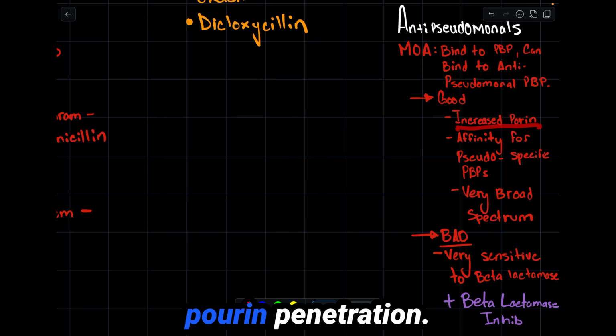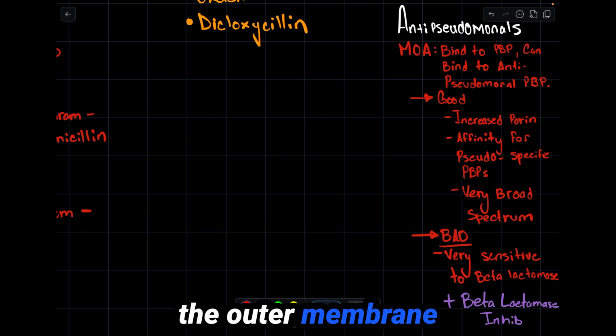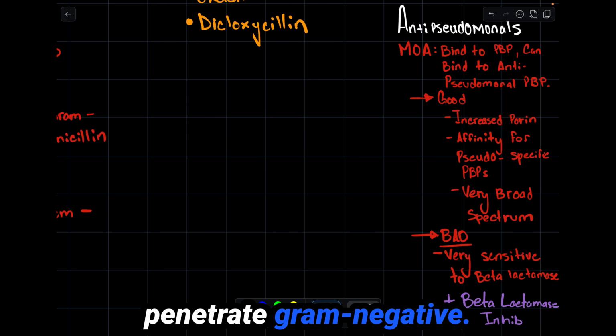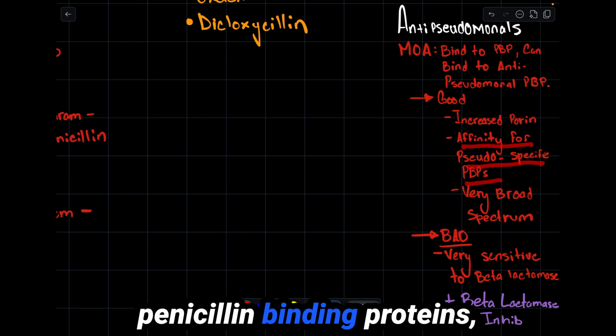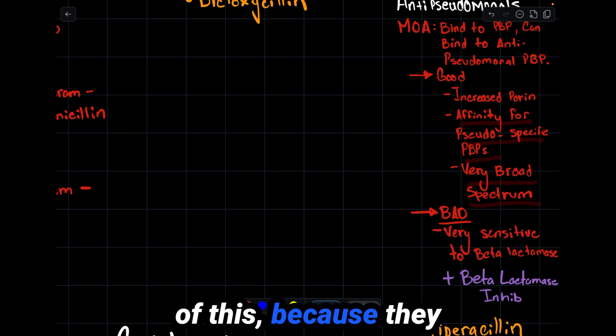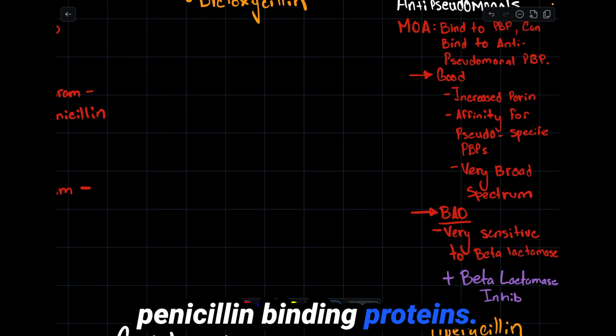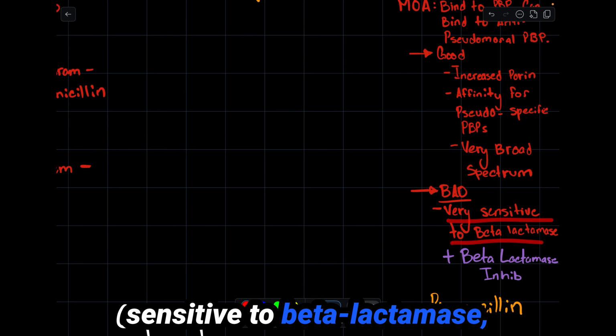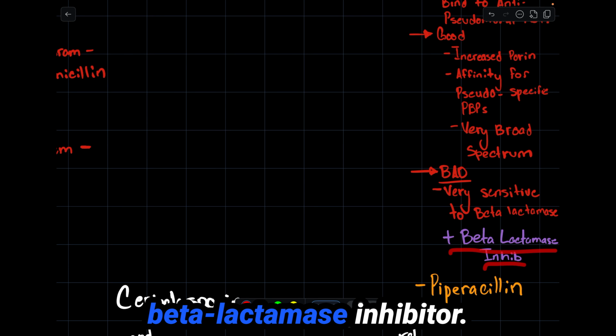These guys have great porin penetration. Porins are located on the outer membrane of gram-negatives, so they're great at penetrating gram-negatives. They have affinity for Pseudomonas-specific penicillin binding proteins, and they're very broad spectrum because of this, because they can handle all sorts of penicillin binding proteins. The bad thing about these guys is that they're very sensitive to beta-lactamases, but how can we address that? Let's combine them with a beta-lactamase inhibitor.